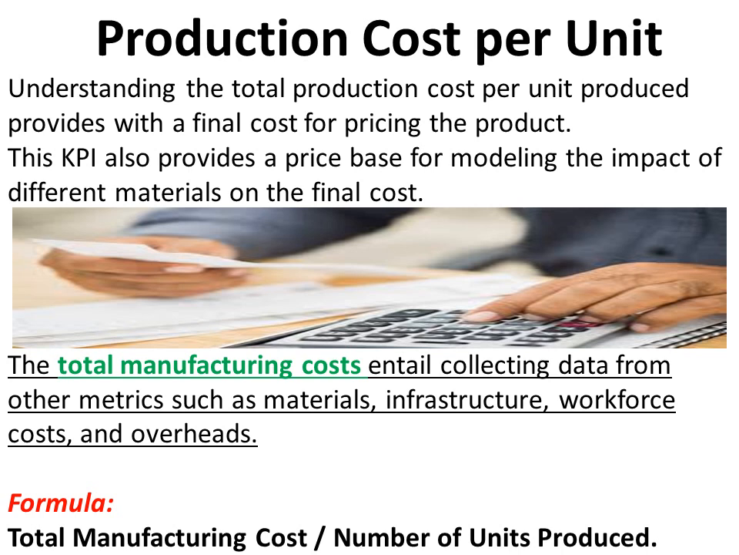This KPI also provides a price base for modeling the impact of different materials on the final cost. The total manufacturing cost entails collecting data from other metrics such as material, infrastructure, workforce cost, and other overheads. So we have to include all these heads in the cost per unit. How we calculate it is total manufacturing cost divided by the number of units produced. The calculation is not very difficult, but it is very important that you include all the costs in the production.